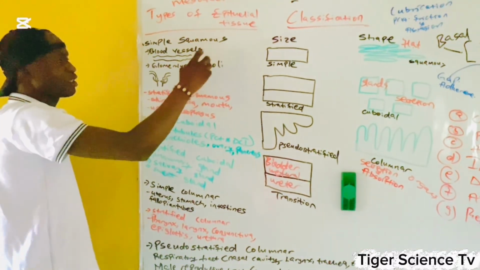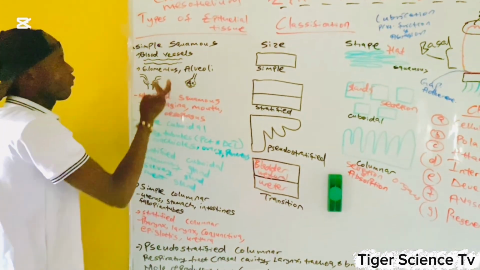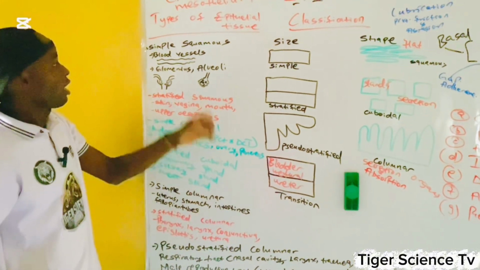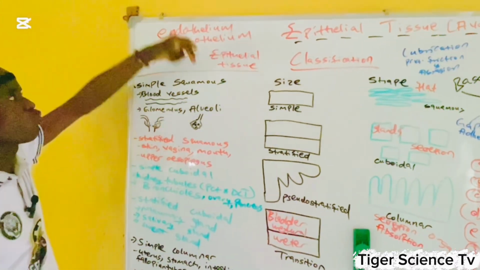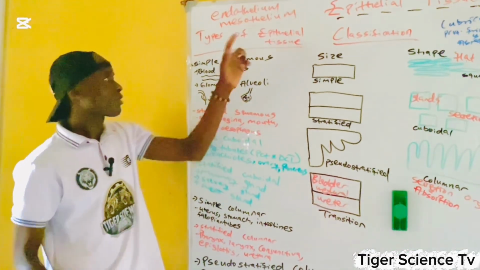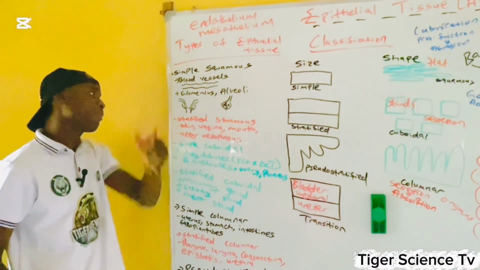Now for simple squamous epithelium, you find them where there is lesser mechanical impact in the body. You find them in blood vessels, in the glomerulus, in the alveoli of the lungs, in the glomerulus of the kidney too. Whenever we have simple squamous epithelium in blood vessels, we call it endothelium. That is how we have it. Whenever we have simple squamous epithelium in a body cavity, we call it mesothelium. These things are very important for you to know.